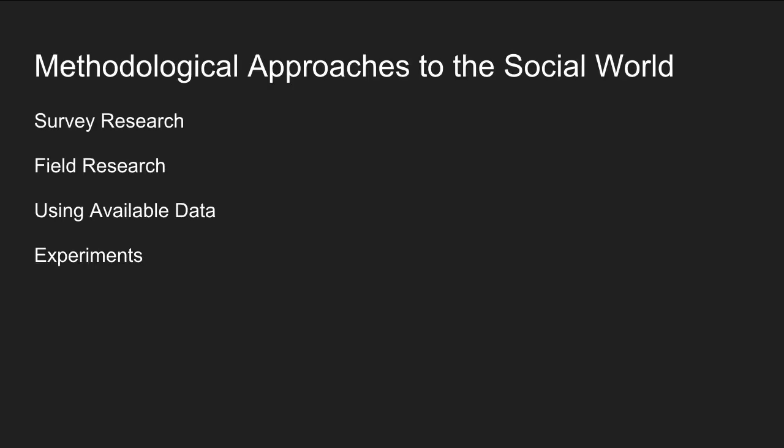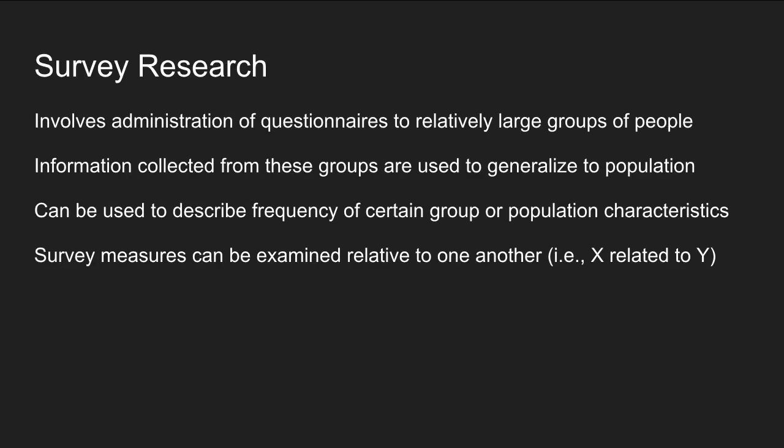So what I want to do is describe 4 types of methodological approaches that are used to collect data that will enable you to answer questions about the social world. These include survey research, field research, available data, and finally experiments. So I'll give a description of each of these methods and give you an example of each technique.